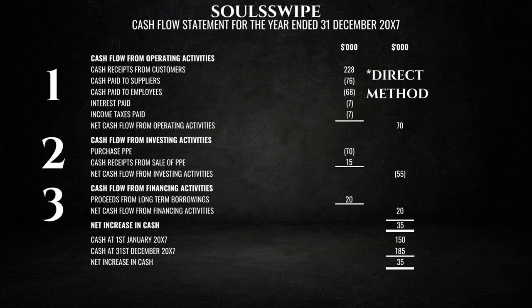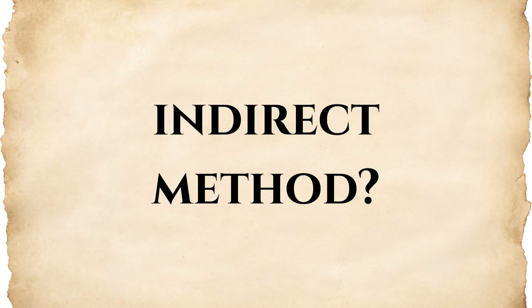Now here's where things get interesting: the indirect and direct methods. The primary distinction lies in how these methods handle the cash flow from operating activities. While the sections for cash flow from investing activities and cash flow from financing activities remain consistent regardless of the method used, it is the cash flow from operating activities that differentiates the two. So, what exactly is the indirect method?